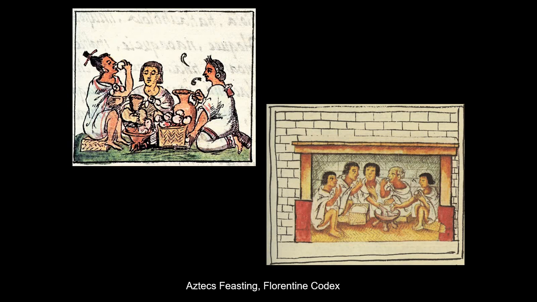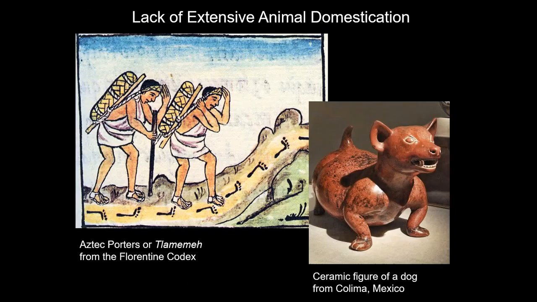There were lots of things to feast on, and they enjoyed many different types of foods, and those only increased as time went on, and food became a very important part of it. But one area that is different is the lack of animal domestication. There is never a major amount of animals that are domesticated in the New World for a variety of reasons. When the Columbian Exchange happens, that's what the New World basically dives into.